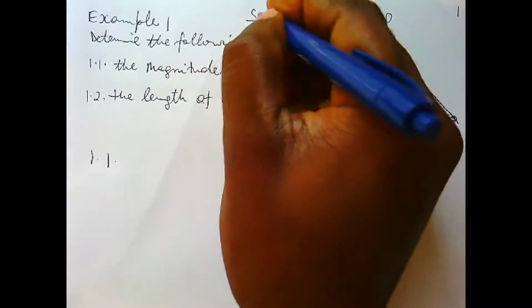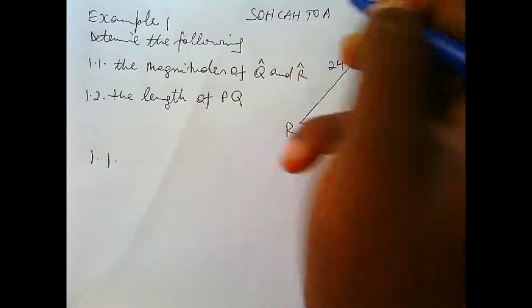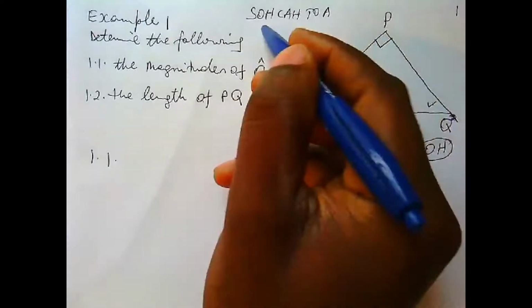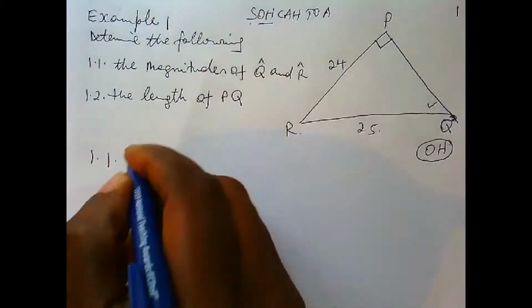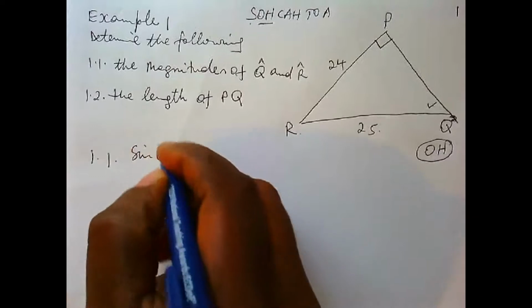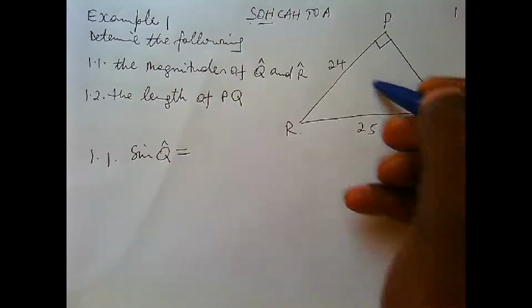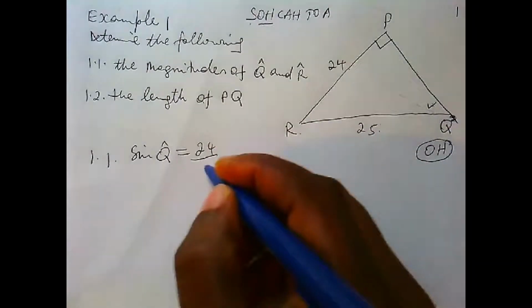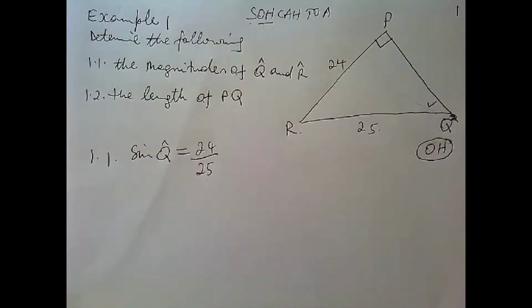Remember, we can use SOHCAHTOA. So we can see we have O and H, which means we are going to use sine there. So sine of angle Q will be equal to opposite to angle Q, which is 24, over hypotenuse, which is 25. And then ours now is just to press the calculator and get the answer.